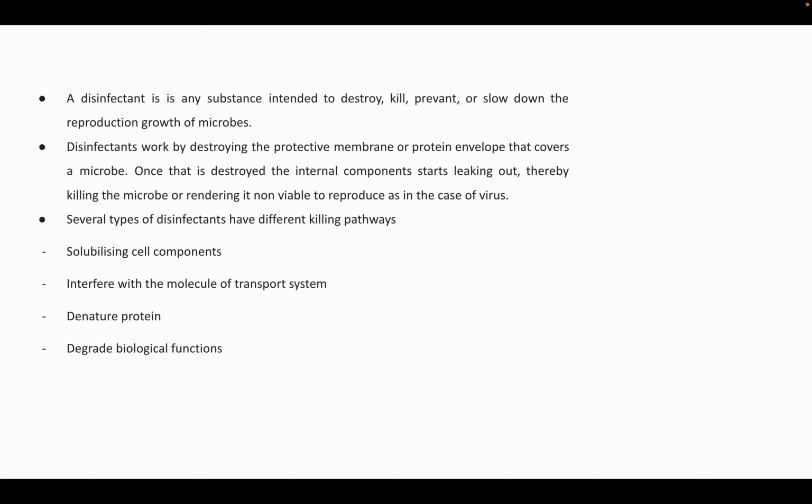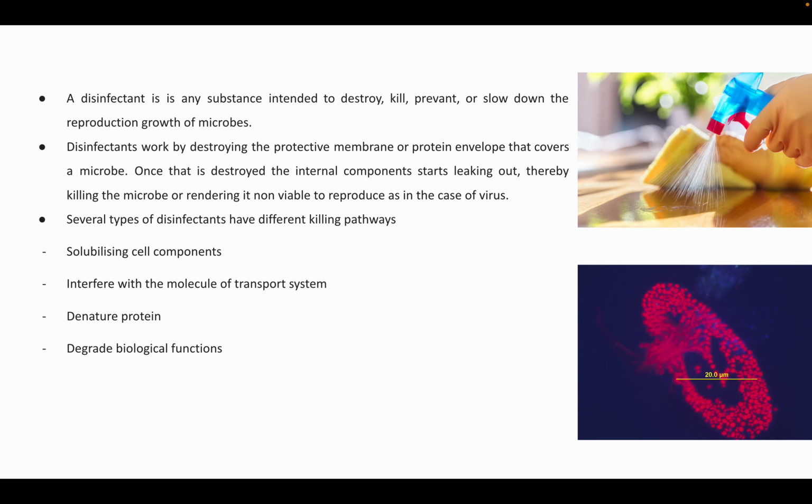There are several different pathways by which a disinfectant can kill the microbe. The first one is solubilizing cell components. The second one is interfering with the molecular transport system. The third one is denaturation of protein, and the fourth one is degradation of the biological functions.